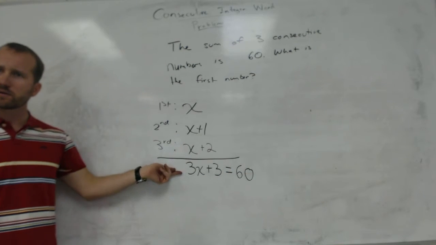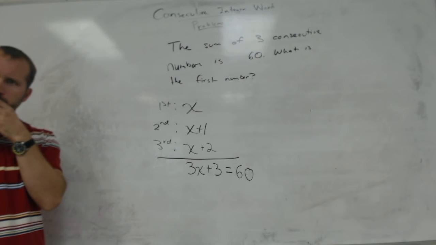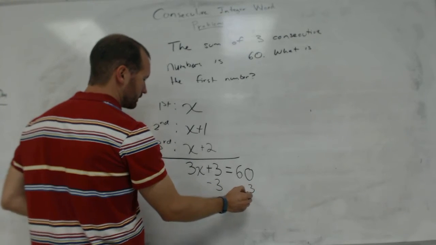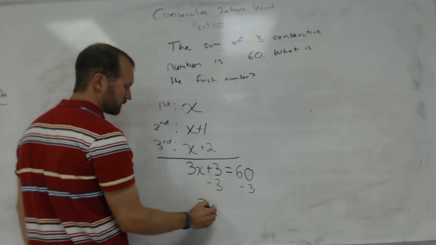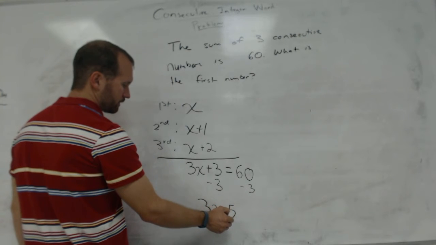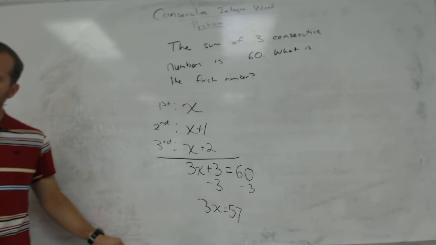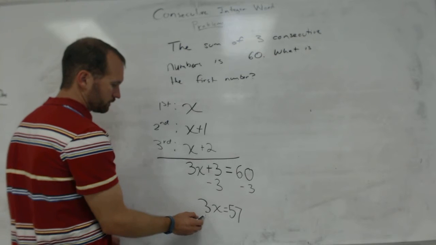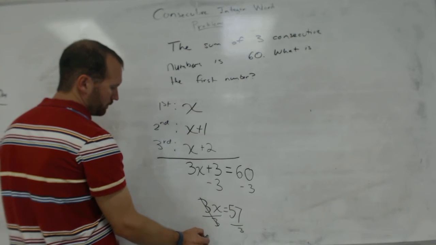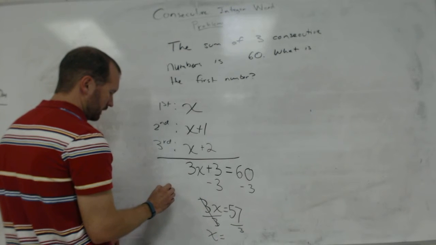Now I have my algebraic equation. How do I solve this? Subtract 3 from both sides. So I have 3x. What is 60 minus 3? 57. What do I do now to solve for x? Divide by 3. And that gives you x equals 57 divided by 3. Let's do that over here.